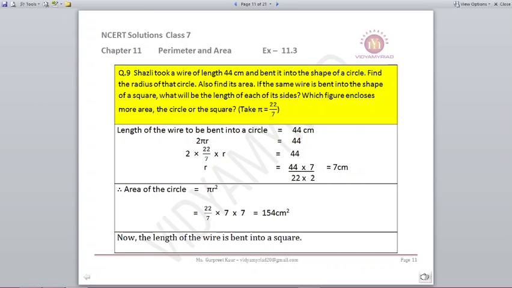Area of the circle formula is pi r square. So pi is 22 by 7 into 7 into 7. This gives us 154 centimeters square. This is the area of the circle.